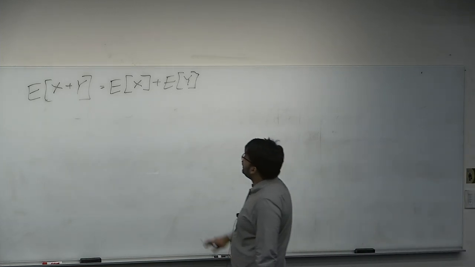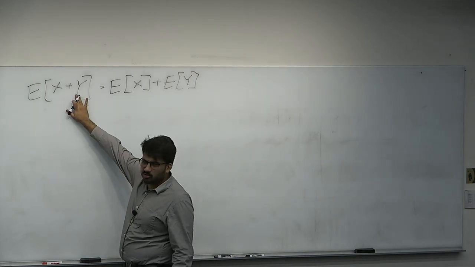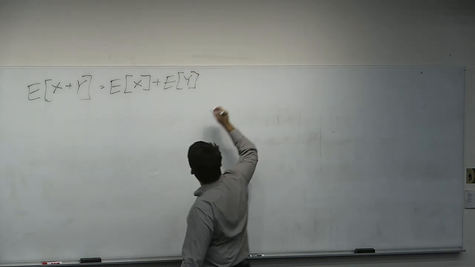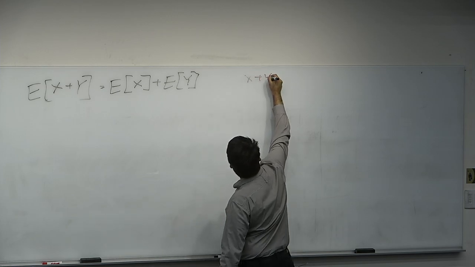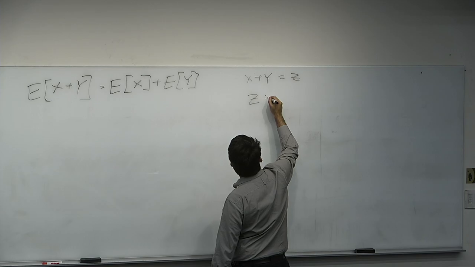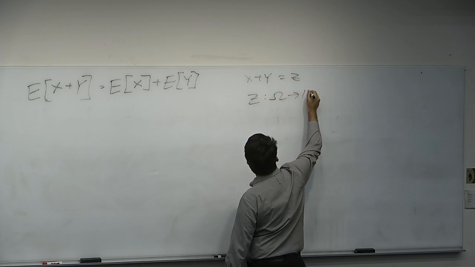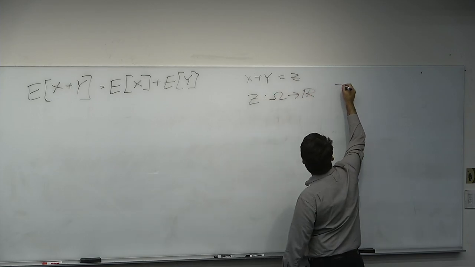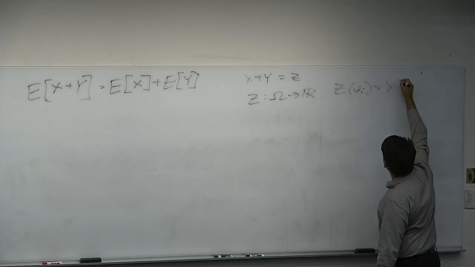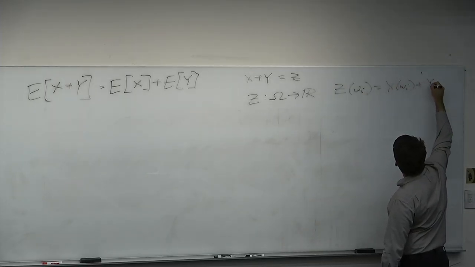Let's prove it. X plus y, what is x plus y? X plus y is a random variable. These are functions, I'm adding functions. So what I really mean is that x plus y, I can call it some z, such that z is a function from omega to, let's say, the reals, such that z of omega i is equal to x of omega i plus y of omega i.